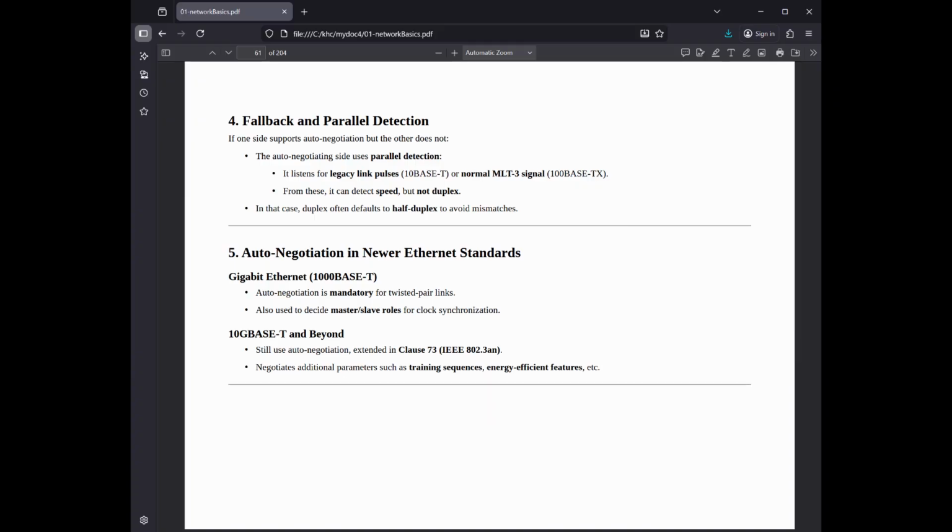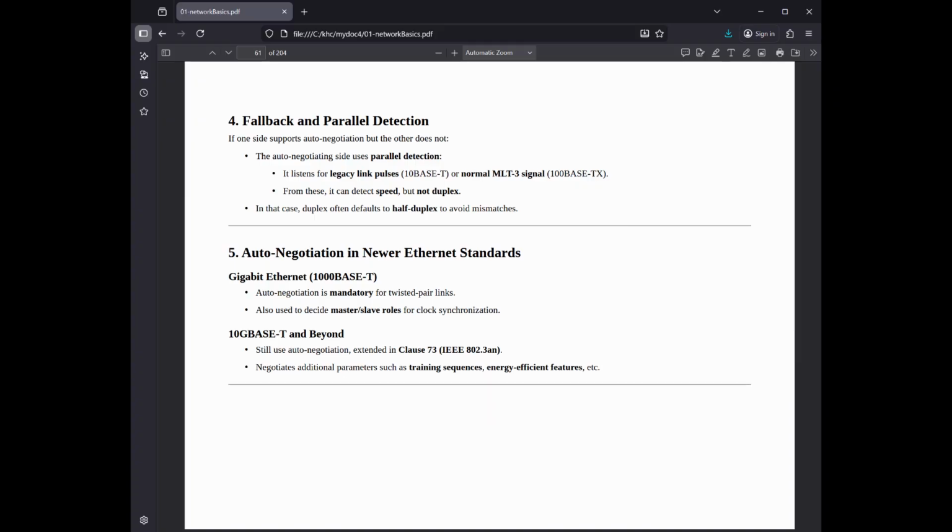The device that has auto-negotiation enabled sends fast link pulses, FLPs, to attempt the negotiation process. If it receives FLPs back from the other side, negotiation proceeds normally. If it receives only normal link pulses, NLPs, the simple pulses used by legacy 10BASE-T devices, or no negotiation pulses at all, the auto-negotiating device initiates a fallback mechanism called parallel detection. Parallel detection rules. Through parallel detection, the auto-negotiating device determines the speed of the link by analyzing the type of electrical signals it sees from the non-negotiating device.